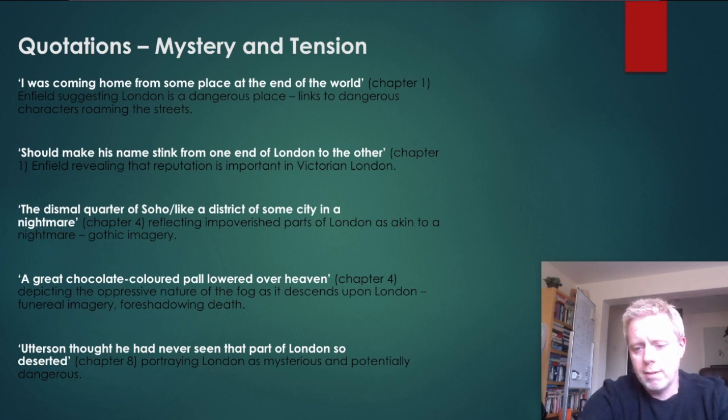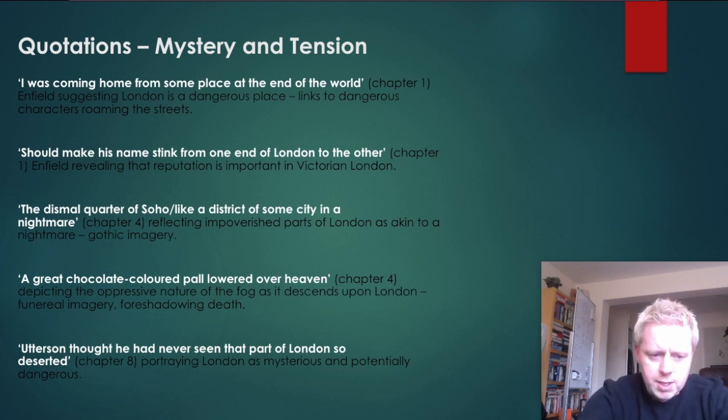Foreshadows death, and whose death in particular? Well, we have a couple of casualties in the novella. We've got obviously Sir Danvers Carew, but more pertinently, we've then got Dr. Lanyon, who dies of shock, and obviously Jekyll himself and Hyde, inevitably.